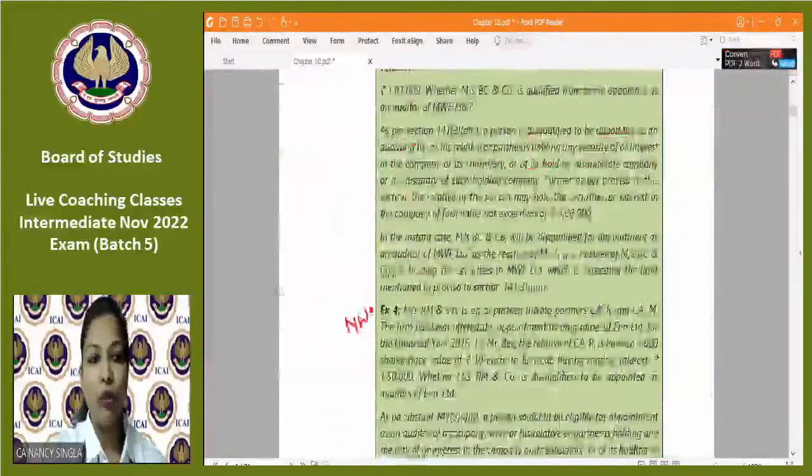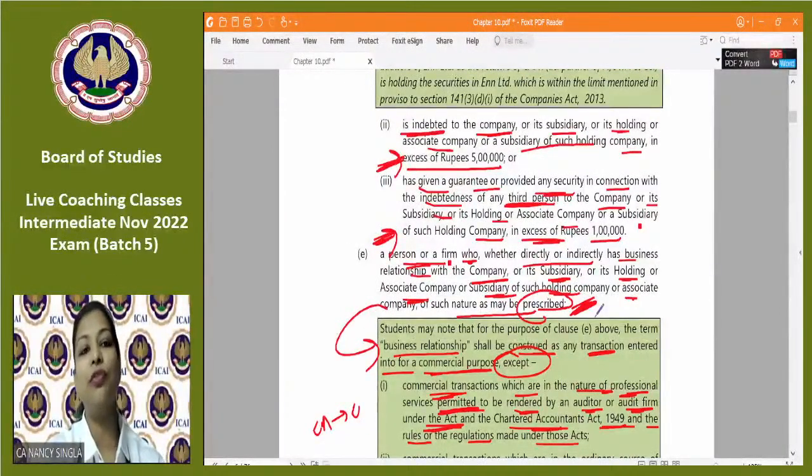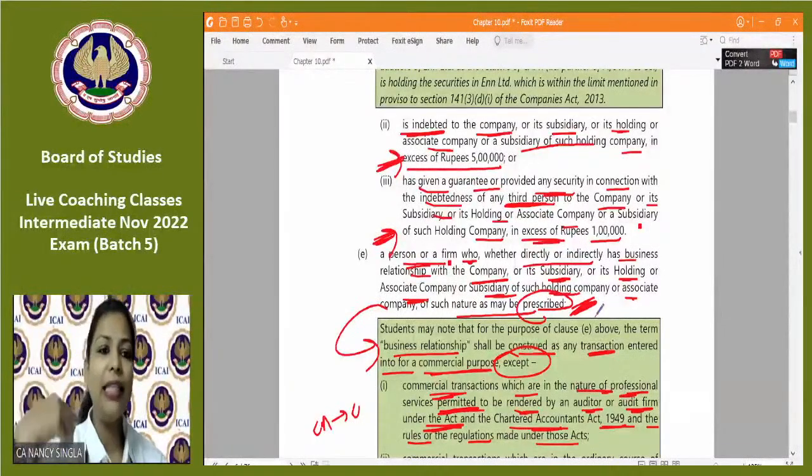रिलेटिव क्या होता है? You all know. Then if they are indebted to the company और ये सारी चीजें, subsidiary, holding, associate, and subsidiary of such holding, in excess of rupees 5 lakhs, exceeding rupees 5 lakhs है, at 5 lakhs नहीं है. ठीक है? किसी का डाउट था? गारंटी दिया है third person के लिए exceeding rupees 1 lakh.